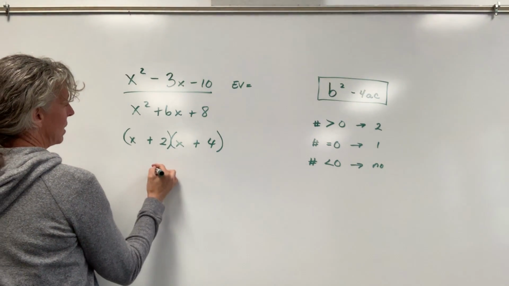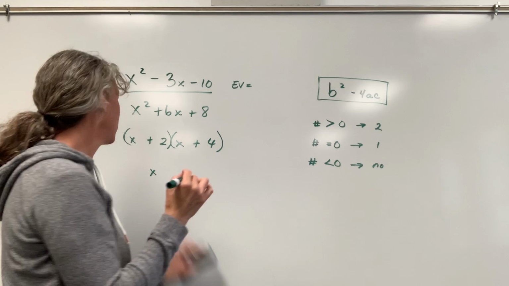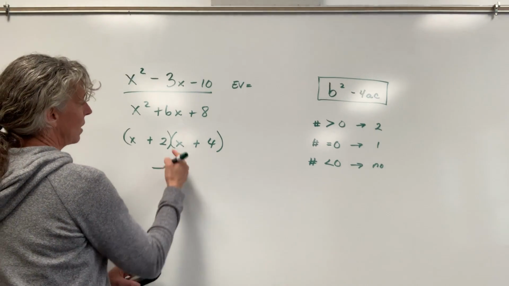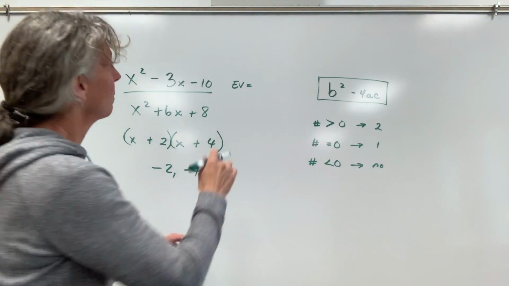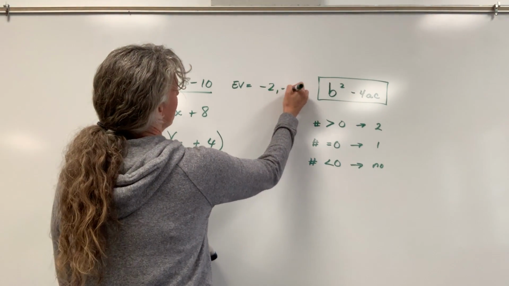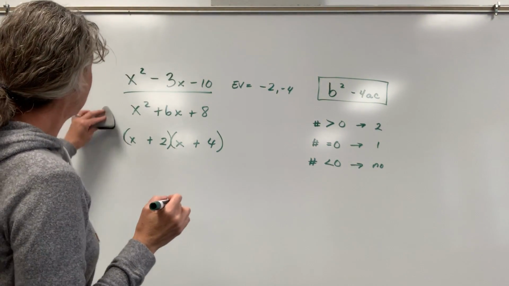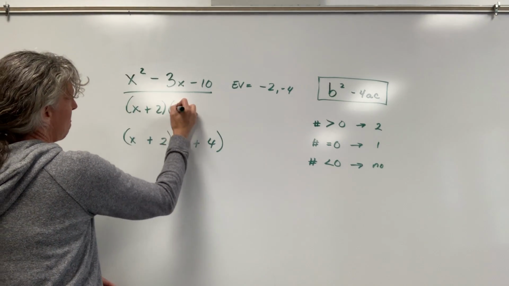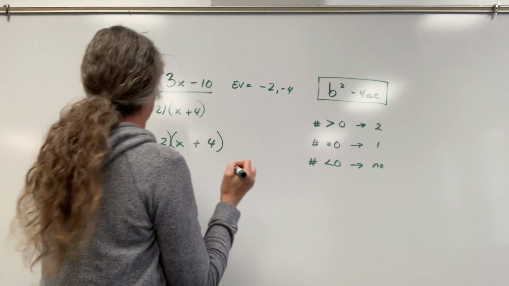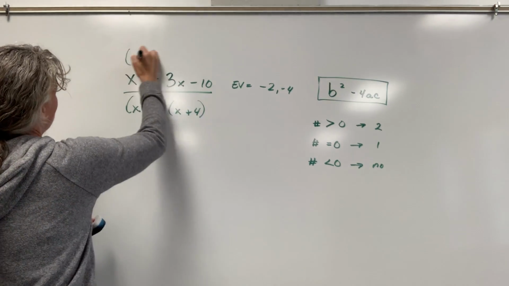Okay, and so that'd be x plus 2 and x plus 4, and the excluded values would be -2 and -4, right? Because they're opposite of what's in parentheses. So I'm going to go ahead and write my excluded values, take care of that. Okay, now I can start simplifying. I'm going to replace that with what I factored. And then I'm going to factor this one.